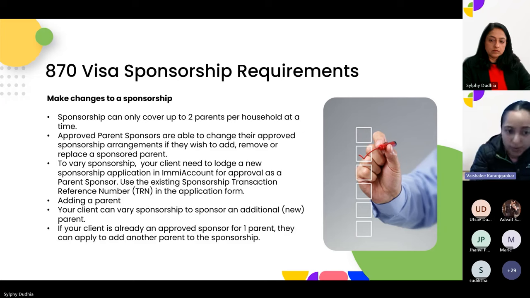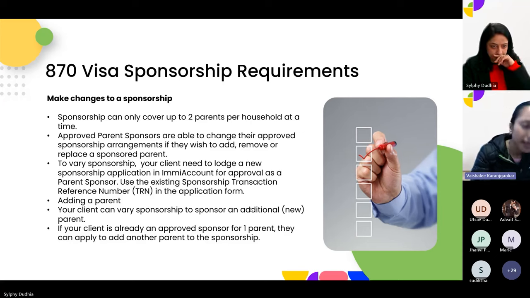Fortunately, approved parent sponsors are able to change their sponsorship arrangements. So if they wish to add, remove or replace a sponsored parent, it is still possible while the sponsorship is approved. To vary this sponsorship, sponsors will need to lodge a new sponsorship application. These applications are done through the IMMI account. Agents are there to help if the applicants do not know how to vary this or how to remove a parent. Overall, this can be done through the IMMI account using their existing TRN number.